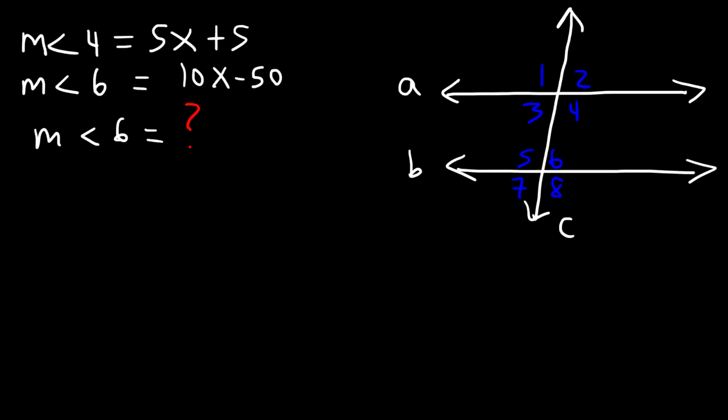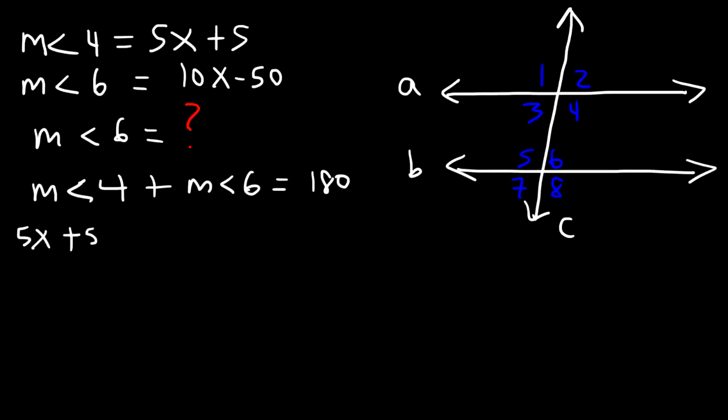The first thing we need to do is identify the relationship between angles 4 and 6. Angles 4 and 6 are consecutive interior angles. Consecutive interior angles are supplementary. They add up to 180. So angle 4 plus angle 6 equals 180. Angle 4 is 5x plus 5. Angle 6 is 10x minus 50.